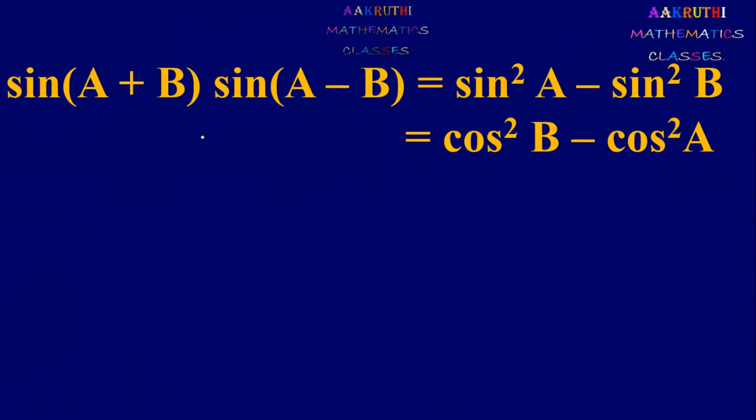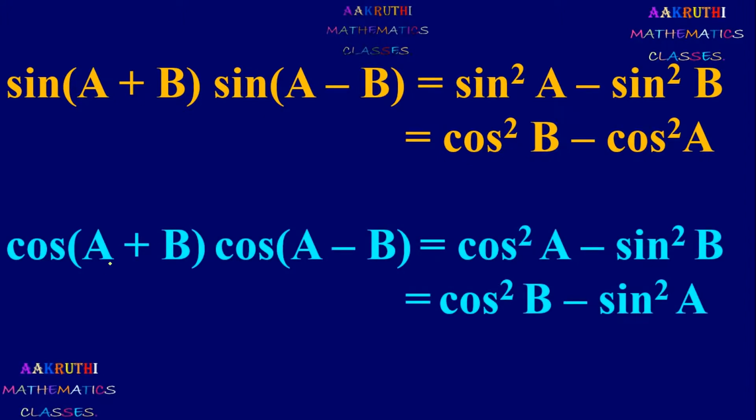And the next formula: sin A plus B into sin A minus B equal to sine square A minus sine square B, or you can write it as cos square B minus cos square A. We know that sine square theta can be written as 1 minus cos square theta, so you can convert sine square A minus sine square B into cos, and it will be cos square B minus cos square A. In the same way, cos A plus B into cos A minus B equal to cos square A minus sine square B, or it is equal to cos square B minus sine square A. So cos square A minus sine square B equals cos square B minus sine square A.